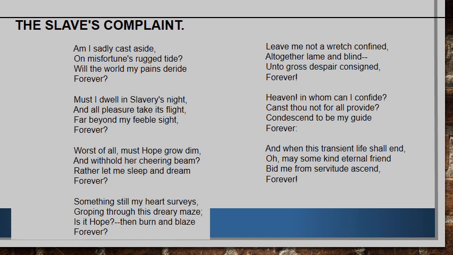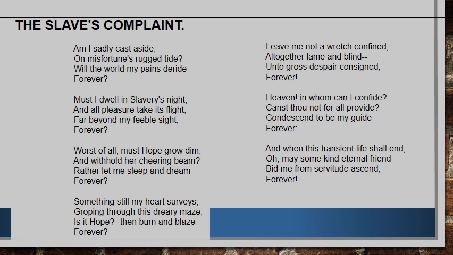Am I sadly cast aside on misfortune's rugged tide? Will the world my pains deride forever? Must I dwell in slavery's night, and all pleasure take its flight, far beyond my feeble sight forever? Worst of all, must hope grow dim, and withhold her cheering beam? Rather let me sleep and dream forever?